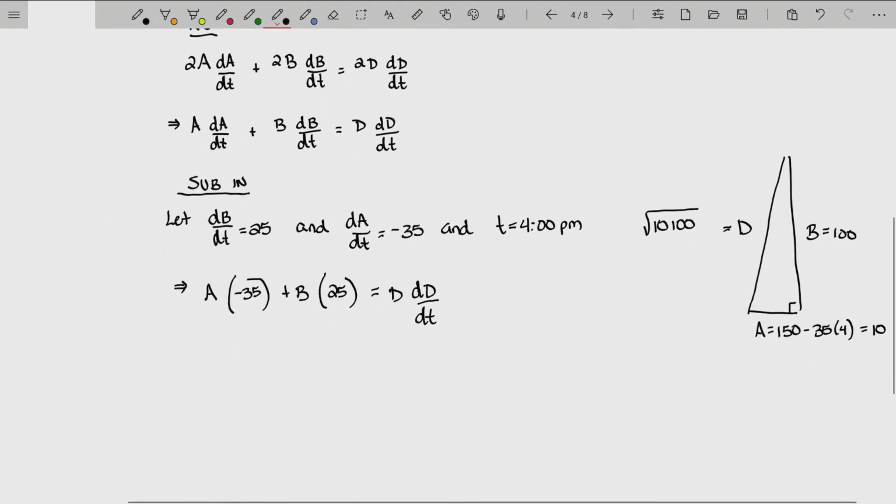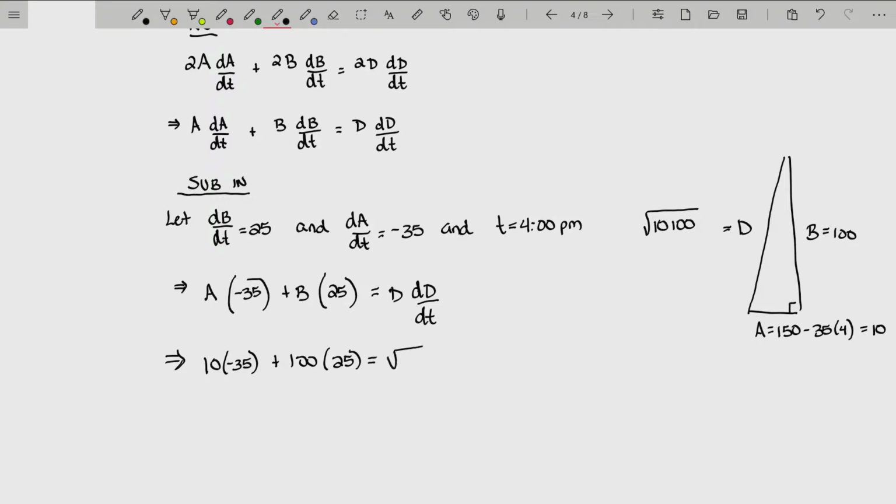So I'm going to sub in those. That's my 4 p.m. snapshot. Sub those in. I get 10 times negative 35 plus 100 times 25 is equal to the square root of 10,100 times dD/dt at time 4 p.m.